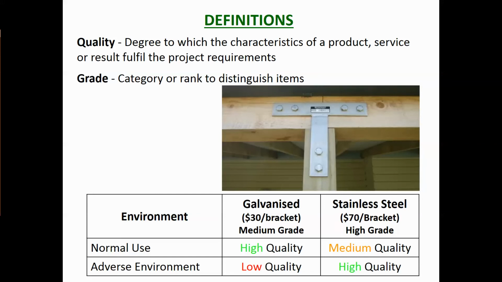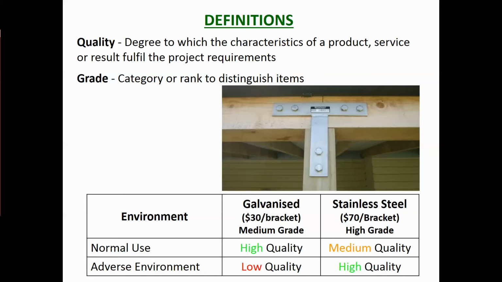So what is quality? It's the degree to which the characteristics of a product, service or result fulfill the project requirements. In other words, what you're doing, have you actually done what you're supposed to do? In the consultancy project, it might be, have you produced the design that you're supposed to produce? In other words, the design that the client requires to meet all of the client requirements, and some of the requirements that the client might not even know he needs. With a construction project it is, have you constructed it as per the construction documents and other requirements as well?